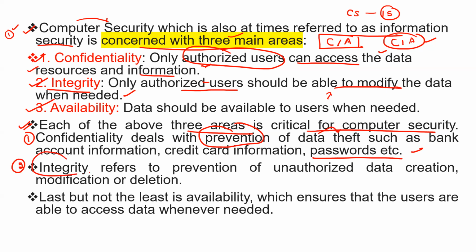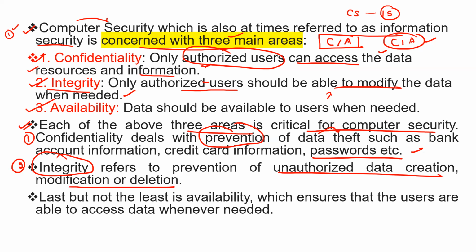Second one, integrity. What is the meaning of integrity? Integrity basically refers to the prevention of unauthorized data creation, modification, or deletion. Please remember that confidentiality is the prevention of data theft, while integrity is the prevention of unauthorized data creation, modification, or deletion. Please remember that it is unauthorized.